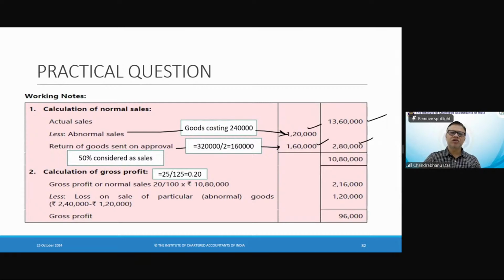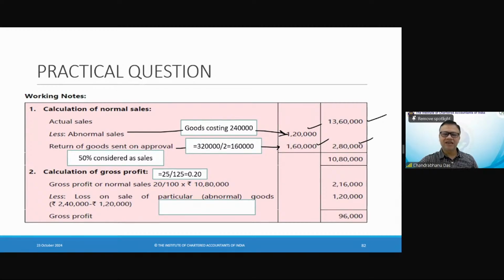Ashwika, are you able to hear me? Yes, sir, now I can hear you. Now you understood? Sir, come again. This is the return of goods which was sent on approval. 1,60,000 is deducted because it is not considered as sales. From the 13,60,000, of the 3,20,000 only 1,60,000 will be considered as sales. The rest 1,60,000 is deducted from the sales and taken as goods returned, which was sent on approval.